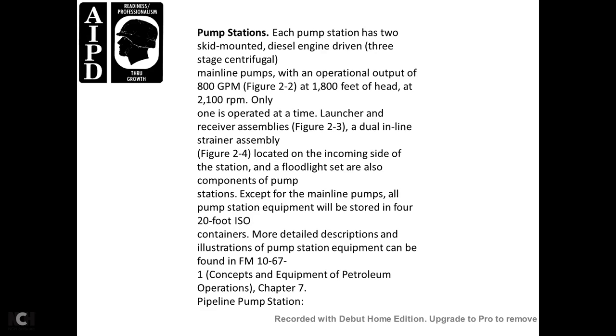Pumping station. Each pumping station has 2 skid mounted, diesel engine driven, 3 stage centrifugal mainline pumps with an operational output of 800 gallons per minute at 1,800 feet of head at 2,100 RPMs, as operated at the time of the launcher. The receiver assembly and dual line strainer assembly are located on the incoming side of the station. Floodlight sets are also components of the pump station, except for the mainline pumps. All pump station equipment is stored in 4 20-foot ISO containers. More detailed descriptions and illustrations of the pump station equipment can be found in Field Manual 10-67-1, Concepts of Equipment of the Petroleum Operation, Chapter 7, Pipeline Pumping Station.